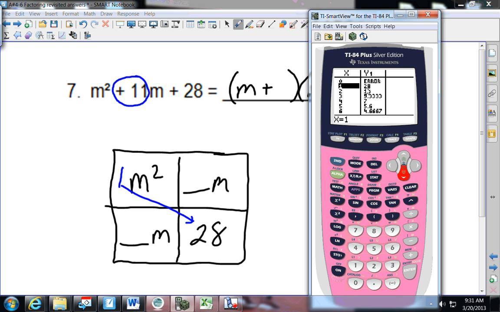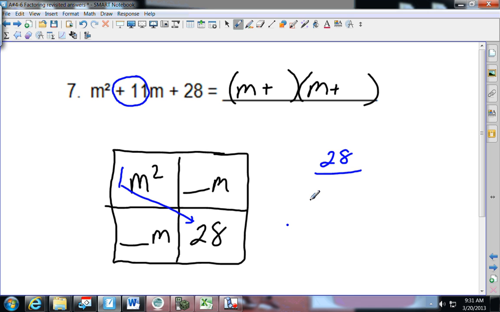I add these two together, it gives me 29, gives me 16. There we go, 4 and 7 gives me 11. So I would go in here. Remember I said 4 and 7. It doesn't matter which box you put them in.